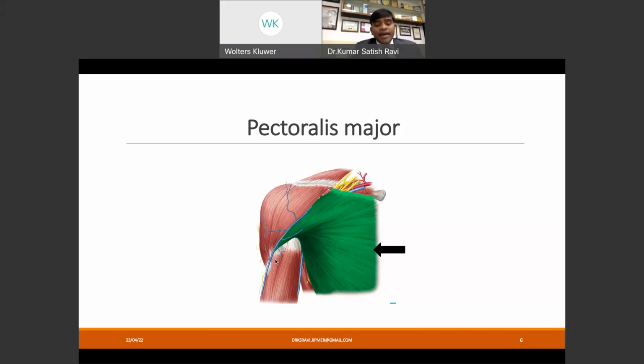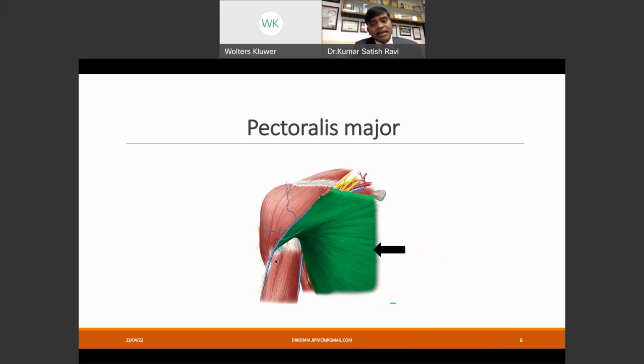Now here we will concentrate on the pectoralis major. This pectoralis major inserts on the lateral lip of the intertubercular sulcus. The insertion of this pectoralis major is very characteristic. Why am I saying this? It has a bilaminar insertion, meaning it forms two laminae, one anterior lamina and another posterior lamina. So this forms the bilaminar tendon and it inserts on the lateral lip of the intertubercular sulcus.